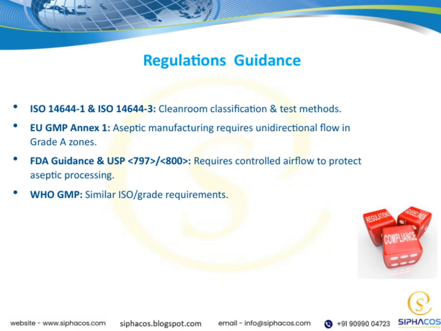Moving on, the EU GMP Annex 1 emphasizes the importance of unidirectional flow in Grade A zones, especially in aseptic manufacturing. This unidirectional airflow is critical to prevent contamination and maintain product integrity. Similarly, the FDA guidance and USP Chapters 797 and 800 require controlled airflow systems to protect aseptic processes. These guidelines ensure that the environment remains sterile and safe for pharmaceutical production.